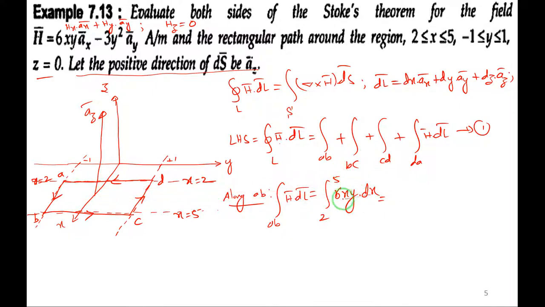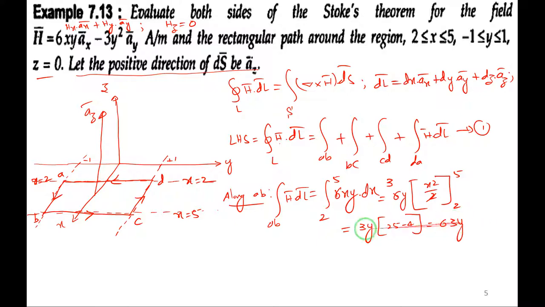With respect to x, 6y can be taken out as a constant. Then the integration of x is x square by 2, with limits from 2 to 5. Two threes are six, so I am getting 3y. Then 5 square is 25 minus 2 square is 4, so 21. 21 into 3 is 63, so 63y.